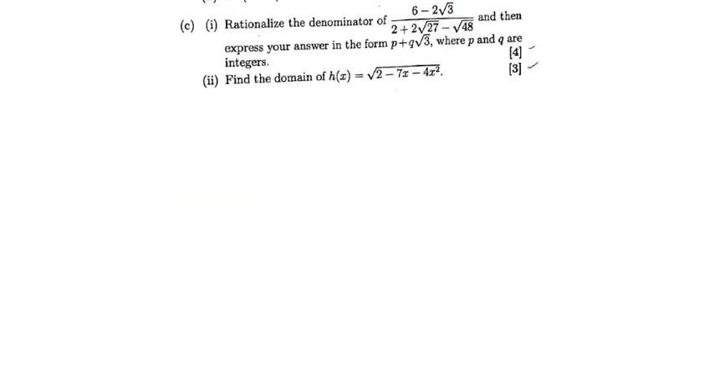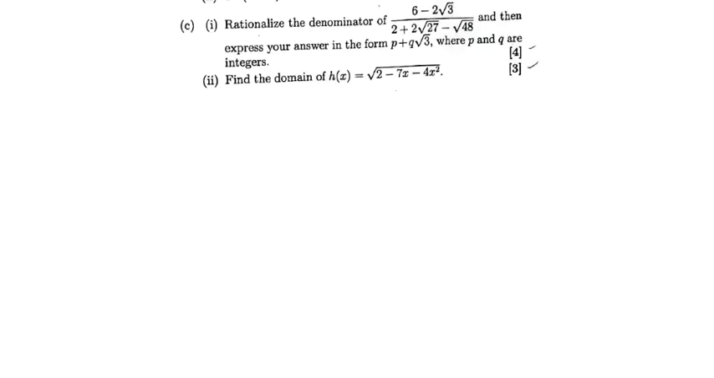Alright, so we're on C actually. I wanted to say the third question, but it's the same. Here we are rationalizing the denominator, then expressing it in the form P plus Q, and then finding the domain of a radical function. We'll start with the first one. If you've got ideas, feel free to pause the video and try them out.